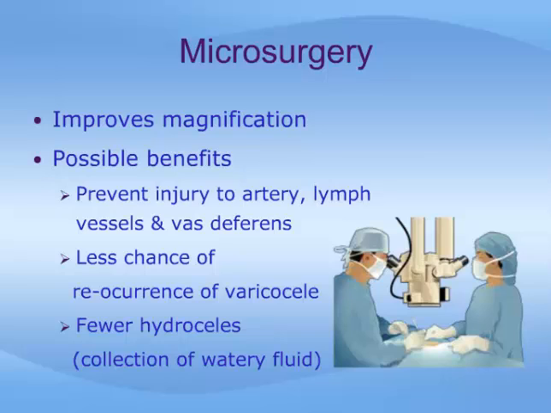Some surgeons prefer to do this operation with the assistance of a surgical microscope, and this is called microsurgery. This provides magnification for the surgeon and improves his or her view of the tiny structures being operated on. The proposed advantages of this technique are to reduce the chance of injury to the testicular artery, lymphatic vessels, and vas deferens, to improve the identification of all veins to reduce the chance of reoccurrence of the varicocele, and to reduce the risk of a hydrocele, which is a collection of watery fluid around the testicle after surgery.